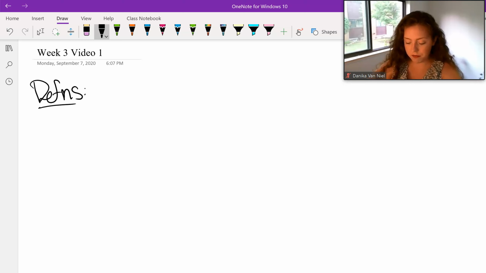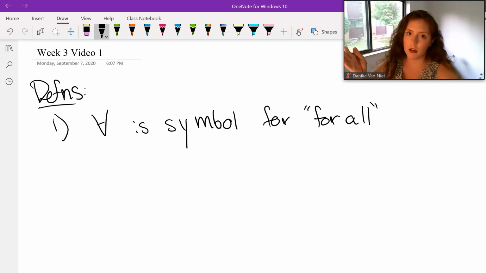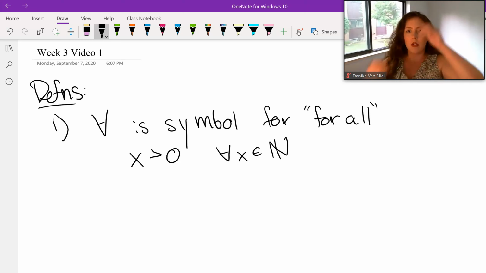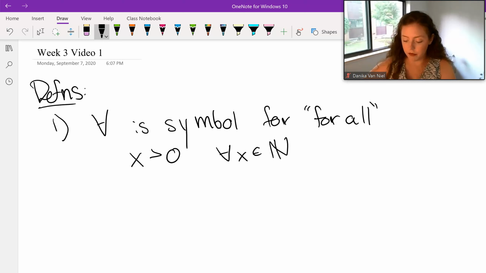Definitions that you need to know. So the first one is this symbol. It looks like an upside down A, or a V with a line through it. So this is a symbol for all. So all I mean by that is if you come across that symbol in a sentence, you read it as "for all." So an example of this is x is greater than 0 for all x in the naturals, right? Because every single element in the natural numbers is bigger than 0. So that's how you would read it. x is greater than 0 for all x in the naturals.